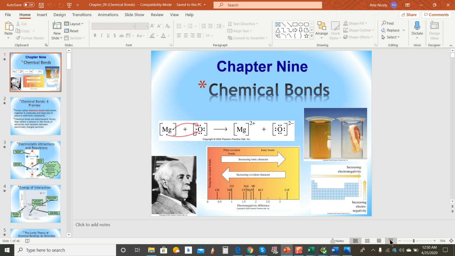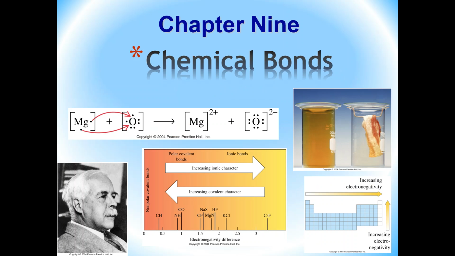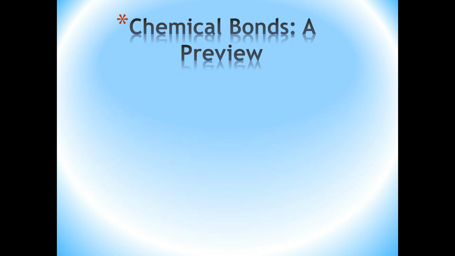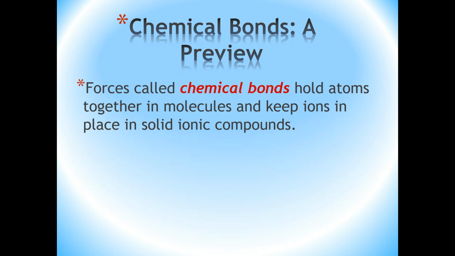Okay, so let's get into a discussion of chemical bonding. That's what chapter 9 is all about. Here we're going to look at how elements combine to form compounds, molecules, and ionic compounds, and so on. So let's do a bit of a preview.